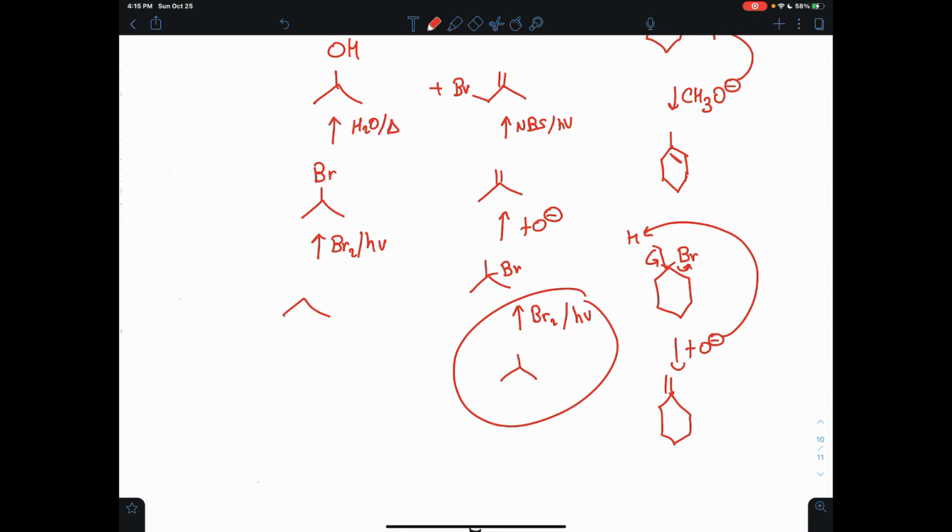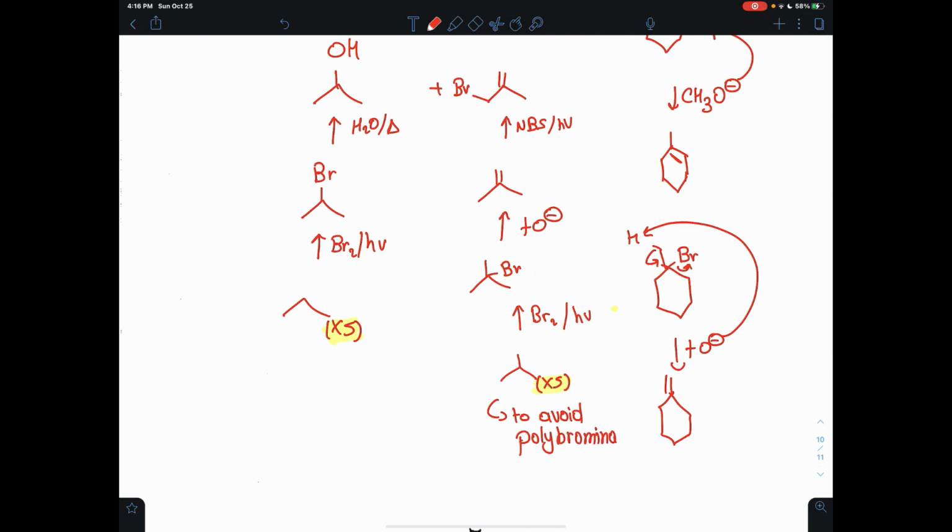I forgot something really important here: the excess. I got distracted. So excess is really important to put. When I took the test, she removed 2 points for everyone who forgot this. The reason why you want to put excess is to avoid polybromination. Just make sure you put the excess there. It's really important. It plays a major role in the reaction.